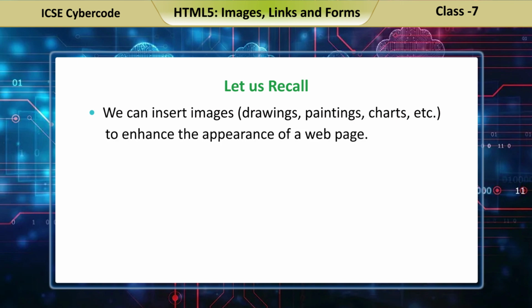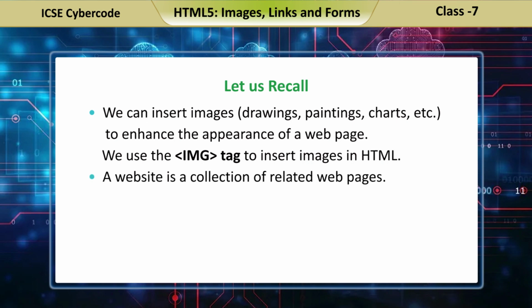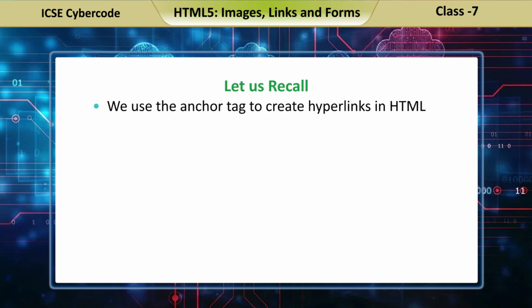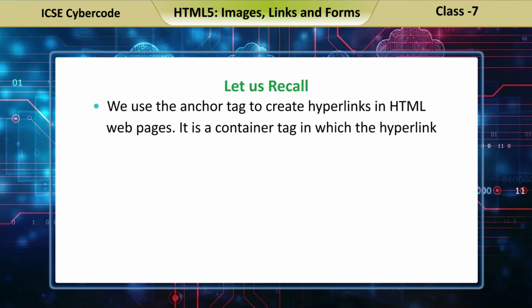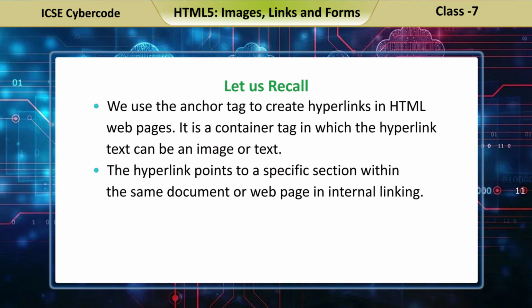Let us recall. We can insert images, drawings, paintings, charts, etc. to enhance the appearance of a web page. We use the image tag to insert images in HTML. A website is a collection of related web pages. Each web page contains specific information. These web pages are linked using hyperlinks in HTML. Hyperlinks appear in blue color. We use the anchor tag to create hyperlinks in HTML web pages. It is a container tag in which the hyperlink text can be an image or text. The hyperlink points to a specific section within the same document or web page in internal linking.